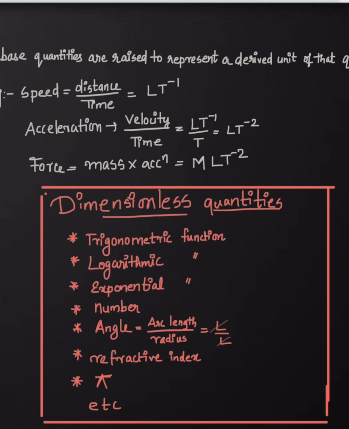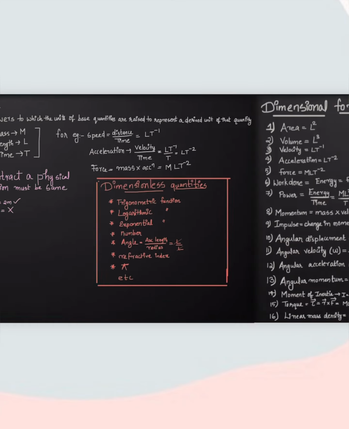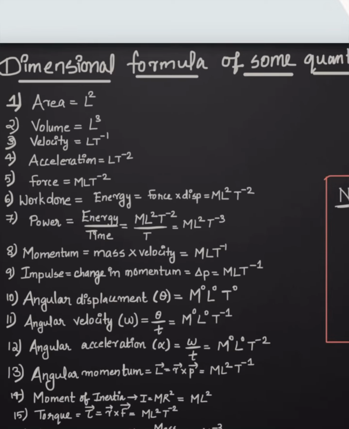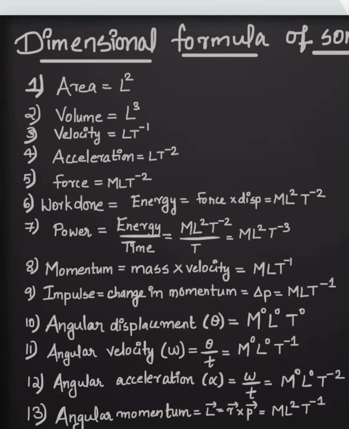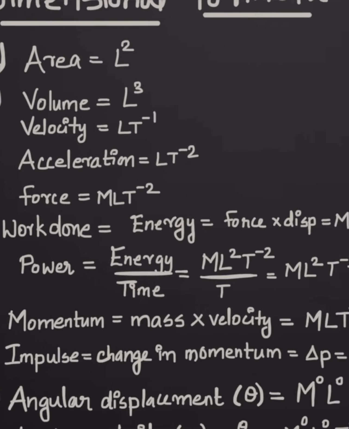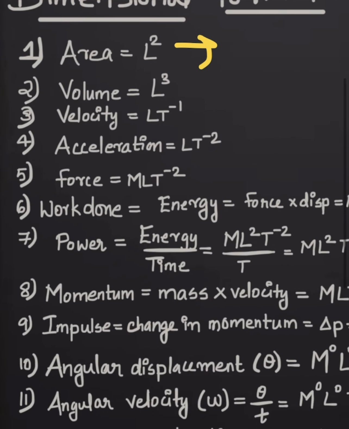Okay, dimensionless quantities are the quantities that do not have dimension. Trigonometric functions, logarithmic functions, exponential functions, numbers, angle, arc length divided by radius, refractive index, pi, etc. do not have dimension. Those are dimensionless quantities. Now the dimensional formula of some quantities. Area of a rectangle is length into breadth. Area of a triangle is half L B, half B H.